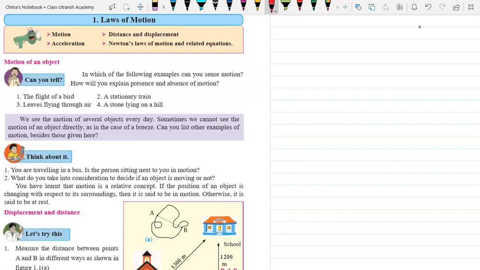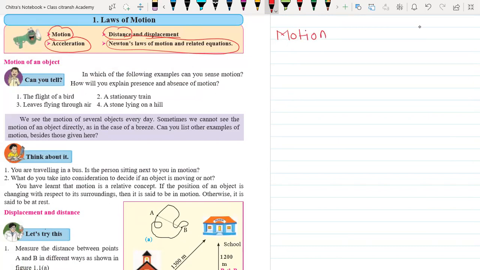Today we are going to start the new chapter of physics, the first chapter of physics called motion, understanding motion or the laws of motion. In this chapter we will learn about what motion is. Then we will discuss distance and displacement, and we will also learn about acceleration and the laws of motion and the related equations for motion. First we will understand motion. So what is motion?